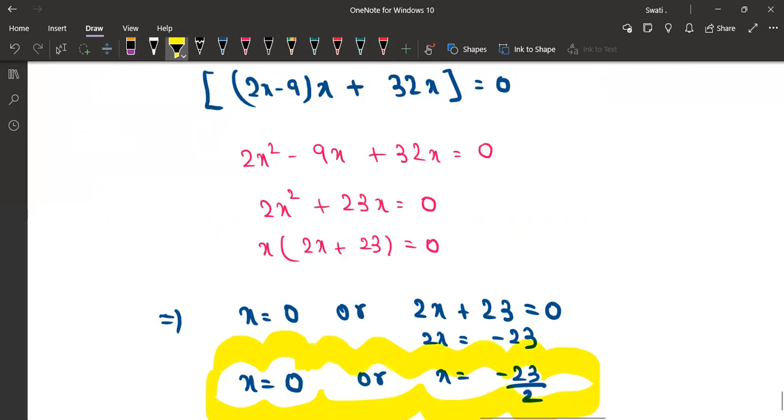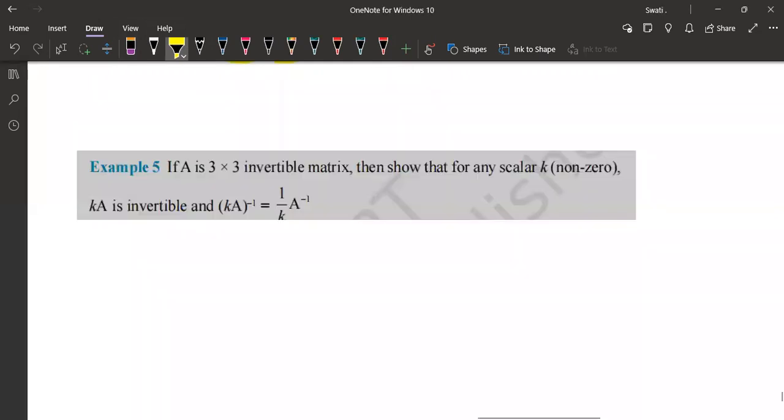All right, so this was our fourth solution. Let's move to the next question. So we have the next question, that is, if A is a 3 by 3 invertible matrix, then show that for any non-zero scalar k, kA is invertible and (kA) inverse is given by this.